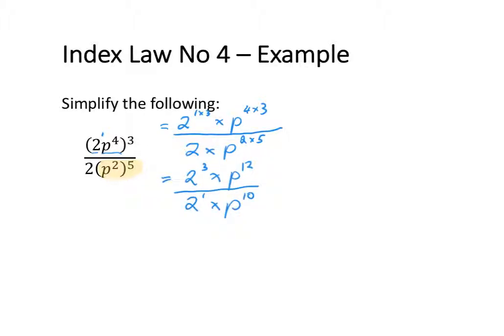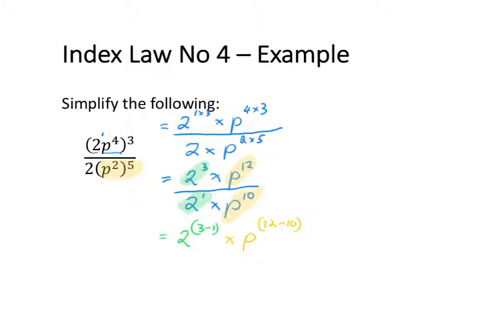So now I can go ahead and simplify a little bit more using the second index law. And I've got two lots of bases that I can apply the second index law to. I've got 2 to the power of 3 and 2 to the power of 1. And I've got p to the power of 12 and p to the power of 10. So applying the second index law to my first base of 2, where I'm going to subtract my powers, that's going to equal 2 to the power of 3 minus 1. And then applying it also to my second base of p, it's going to be times p to the power of 12 minus 10.